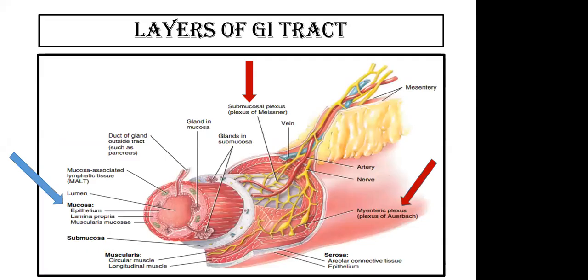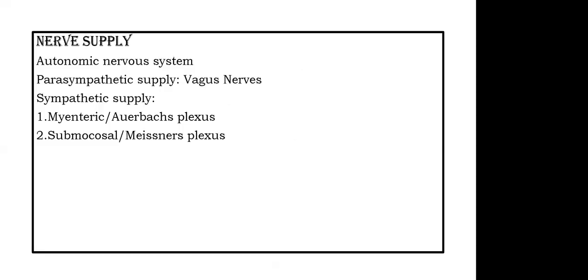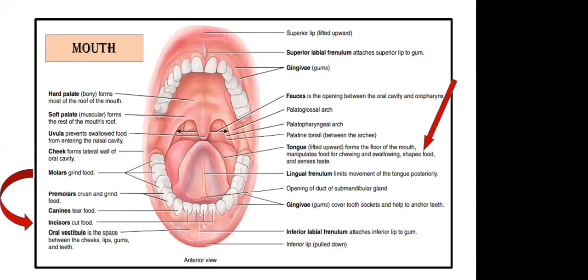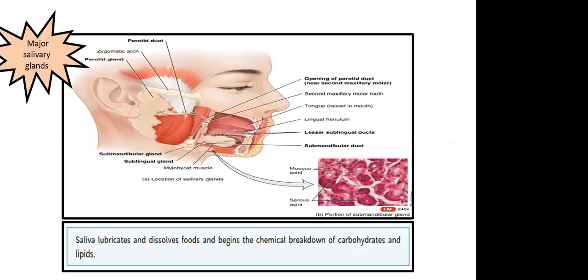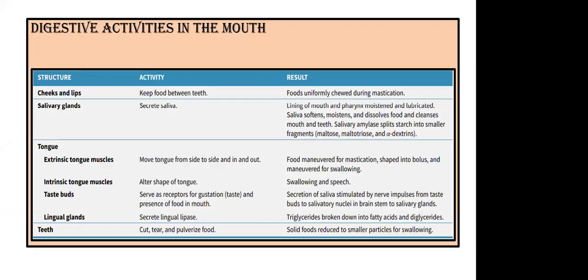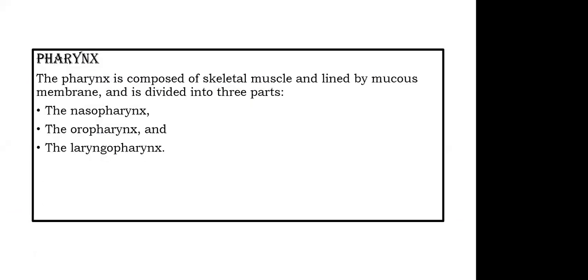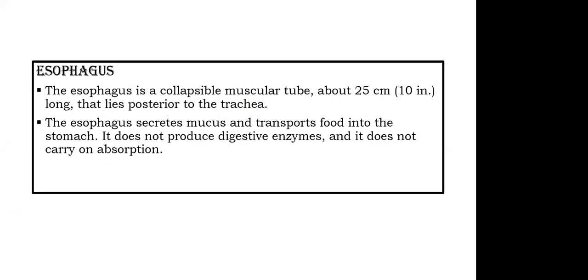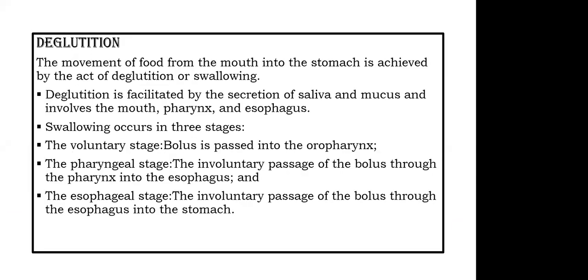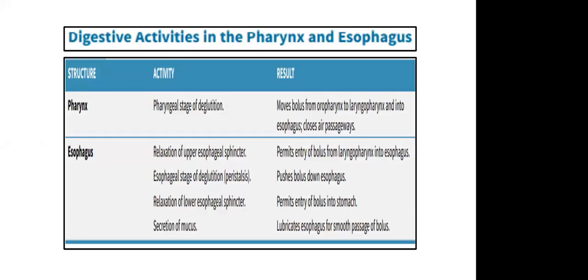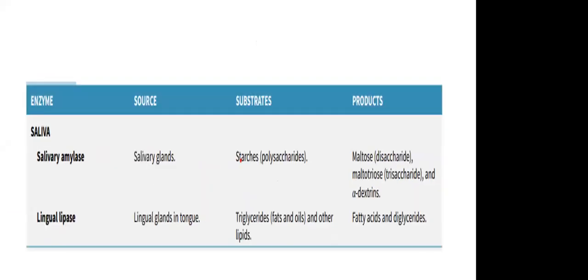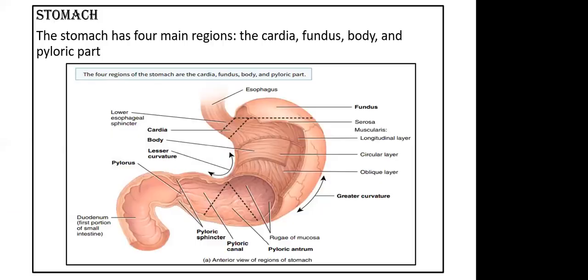We have seen the layers of the gastrointestinal tract, the nerve supply, and the organs of the digestive system. We have seen the mouth, salivary glands, the composition of saliva, and the digestive activities that occur in the mouth: the cheeks and lips, salivary glands, what the tongue does, what the teeth do, and the mechanical and chemical digestion that occurs in the mouth. And we have seen the pharynx, esophagus, deglutition, the digestive activities in the pharynx and esophagus, and the role of salivary amylase and lingual lipase.